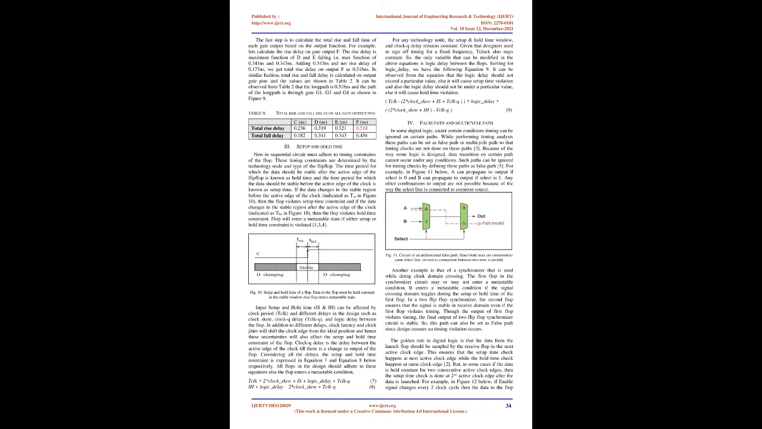Such paths can be ignored for timing checks by defining these paths as false paths. For example, in Figure 11 below, A can propagate to the output if select is 0 and B can propagate to the output if select is 1. Any other combinations to output are not possible because of the way the select line is connected to a common source.